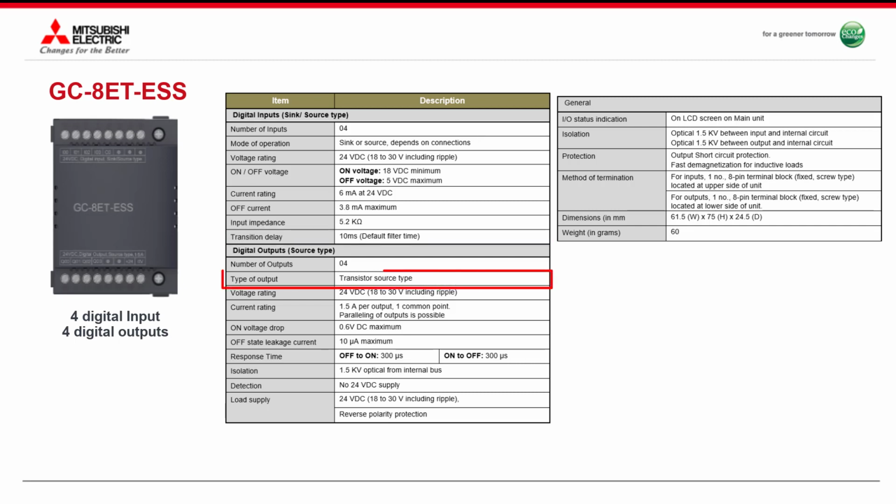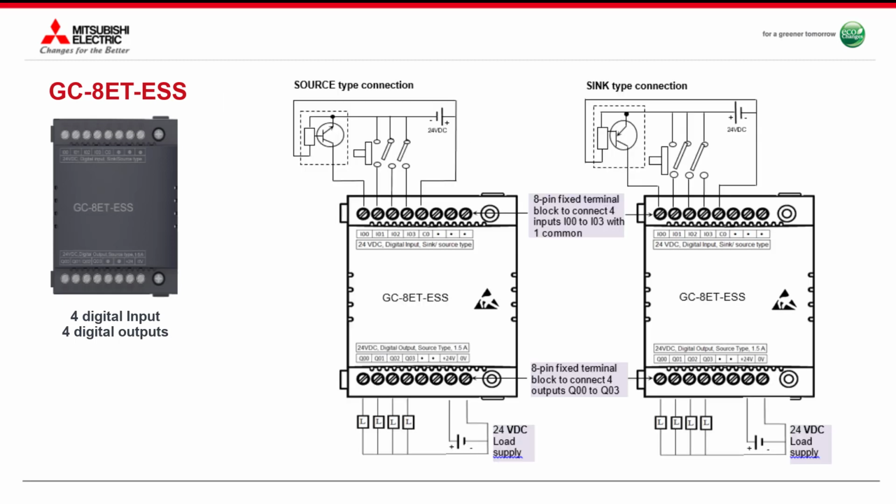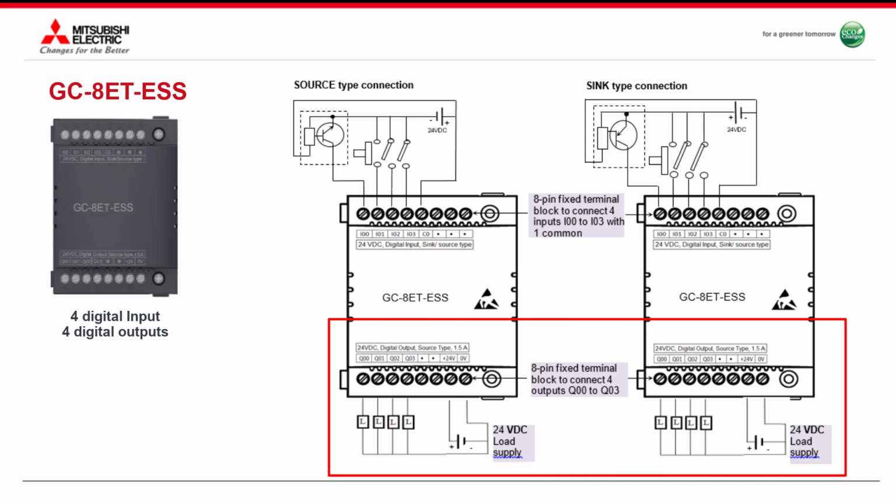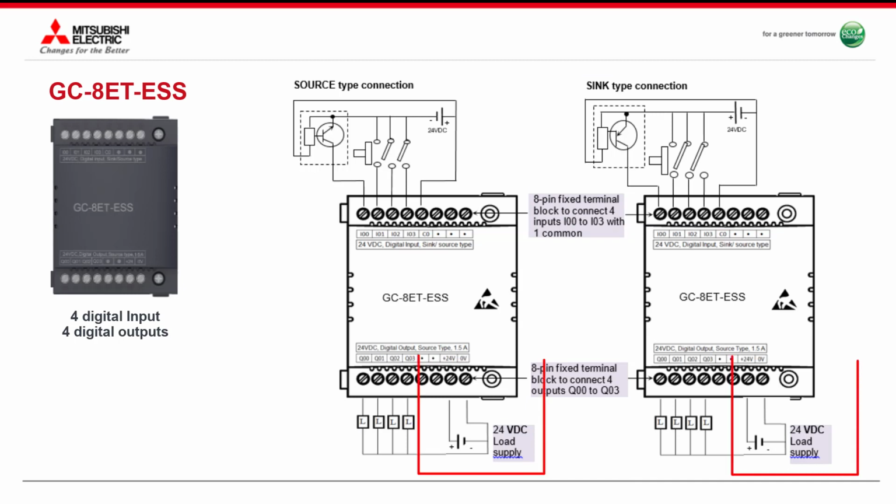Type of output is transistor source type. Note current rating of output is 1.5 ampere per output. Status indication is provided in I/O monitor screen on LCD. Diagram shows connection details for digital inputs and digital outputs. Module supports sink as well as source type input connections. Digital outputs are connected as source type. Note that module requires external 24-volt DC supply for operation of digital outputs.